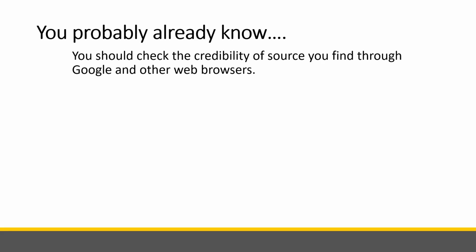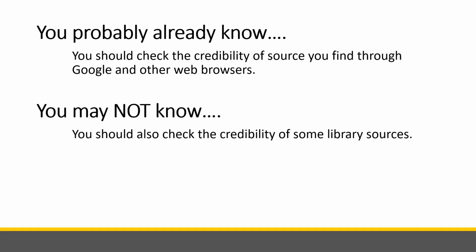You probably already know that you should check the credibility of sources you find through Google and other internet browsers. Some Google results might be trustworthy and a good fit for your research project, but some might be misleading or wrong. However, you might not know that you should also check the credibility of some library sources. Library databases do provide access to highly credible scholarly articles. However, many library databases also provide access to non-scholarly sources like magazines, newspapers, videos, and other types of sources that don't easily fit into these categories.